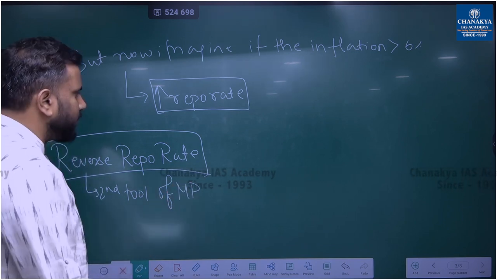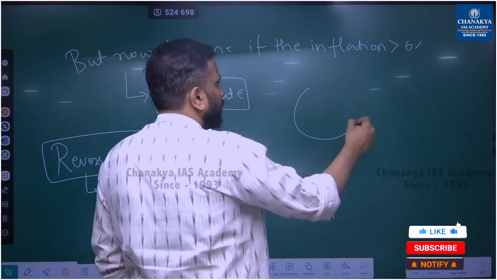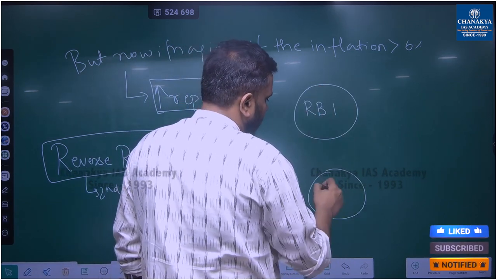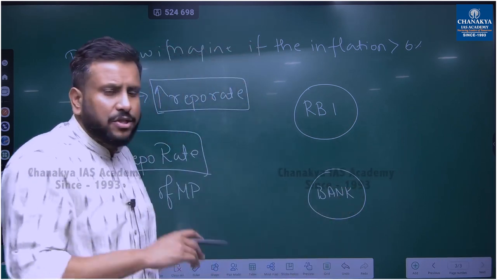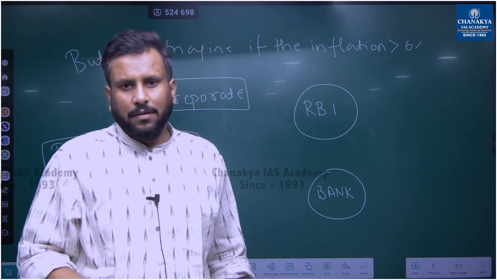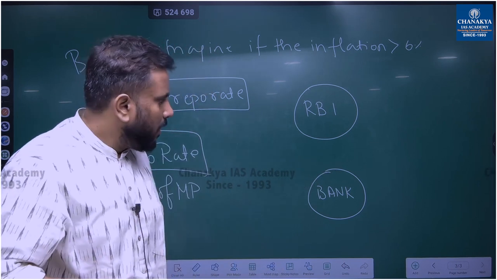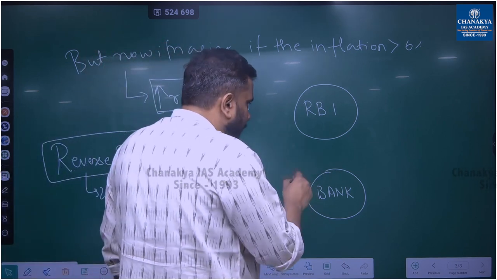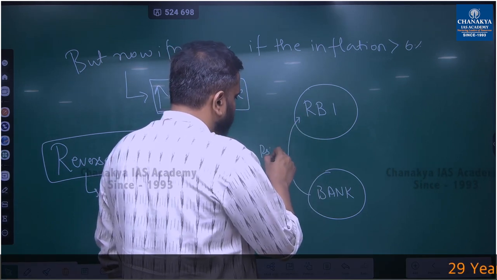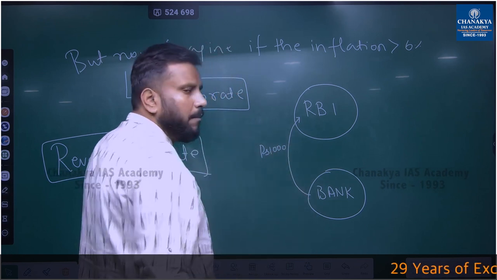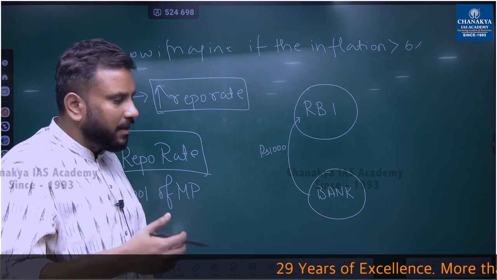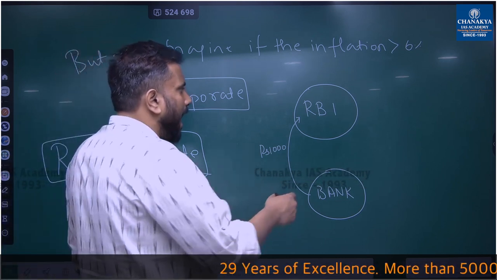Now, what is reverse repo rate? Imagine this is RBI and this is bank. Now, in this case, banks do not need money from RBI. Rather, banks have extra money. Banks have surplus money. So in that case, the banks can deposit their money to RBI. For example, let us take rupees 1000. Because banks do not need that money, banks will deposit that 1000 rupees to the RBI.